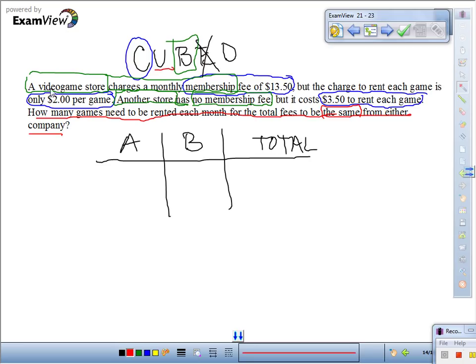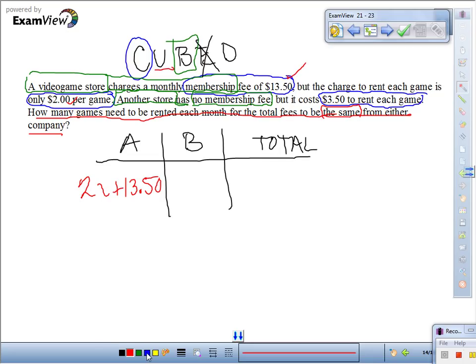So let's look at the first video game store. How much do they charge from the beginning? So we write plus 13.50. How much do they rent a game for? $2. But do we know? So $2 X. Right. It's 2x because we don't know how many games they rented to be the same as the other one. So we're going to write it as what? 2x.